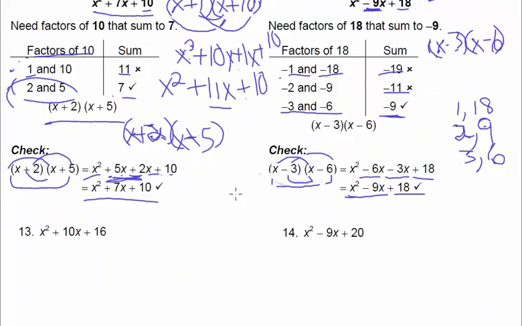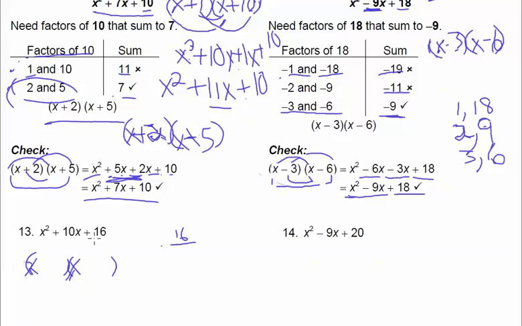X squared plus 10x plus 16. So here's how I would set this up on my worksheet if I was solving this problem. I would start by putting my two sets of parentheses. Okay. Next, I would decide what my first times first term has to equal. It's x squared, so it has to be x and x. And then I would figure out what are the factors of the last term, which is 16.